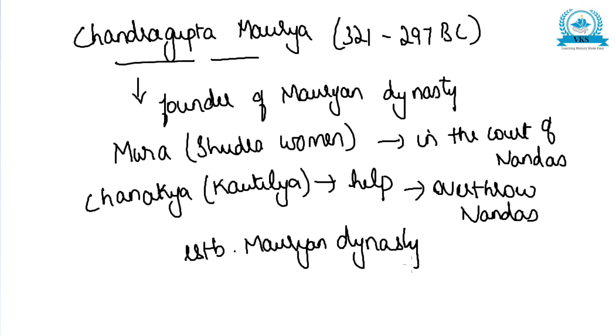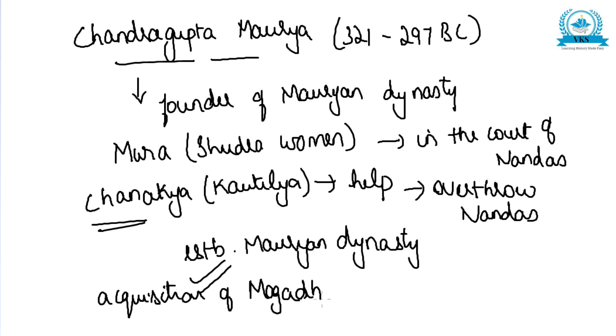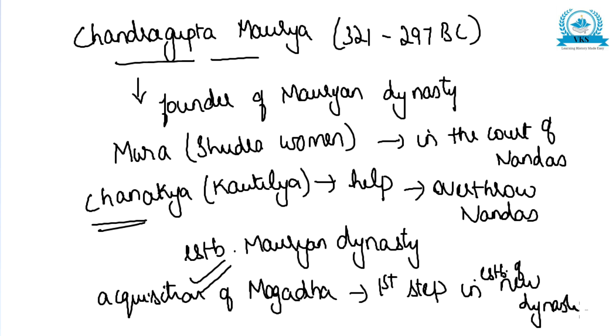So Chanakya or Kautilya was a person who helped Chandragupta Maurya to establish the Mauryan dynasty. Chanakya helped him to overthrow the Nandas and establish the rule of the Mauryas. And after that, the acquisition of Magadha. This was the first step in the establishment of the new dynasty.